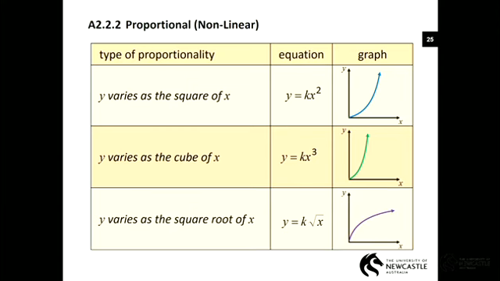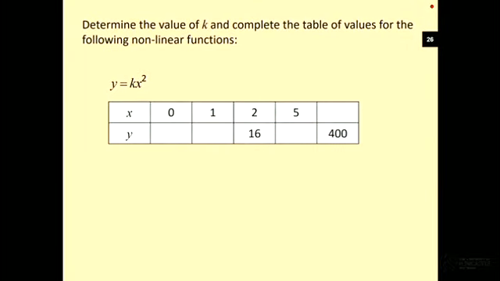Y varies as the square root of x. Again, don't have to know it looks like that. But you have to know if the question says square root of x, square root your x, not your y. Okay? Still hopefully straightforward.